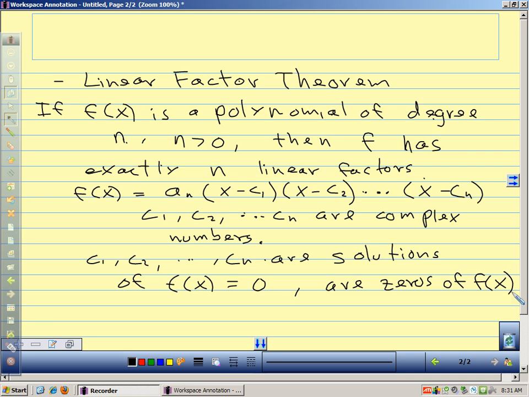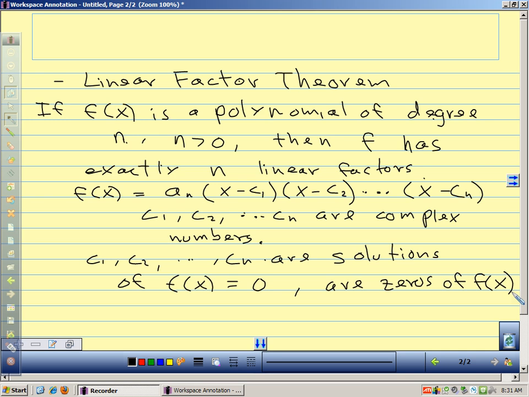So these two theorems, the fundamental theorem of algebra and the linear factor theorem, are what are called existence theorems. They tell us that these solutions exist, these factors exist. They don't tell us anything about how to find them. We know they exist, so we need to figure out a way to find them. And that's really what we're interested in this section: how do we find these zeros? We know they exist, how do we find them?